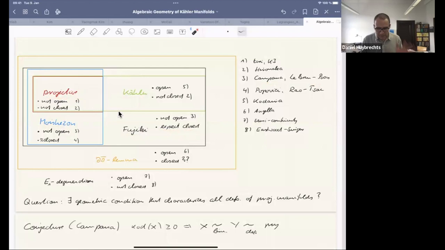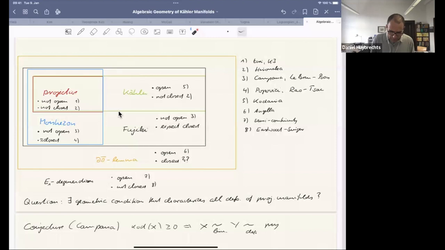So you see each of these four classes, I mean, projective seems very bad. It's neither an open condition nor a closed condition. Moishezon is not open, but we hope it's a closed condition. Kähler is an open condition, but not closed. And Fujiki, we expect it to be closed, but it's not open. So each has its advantage and disadvantage.